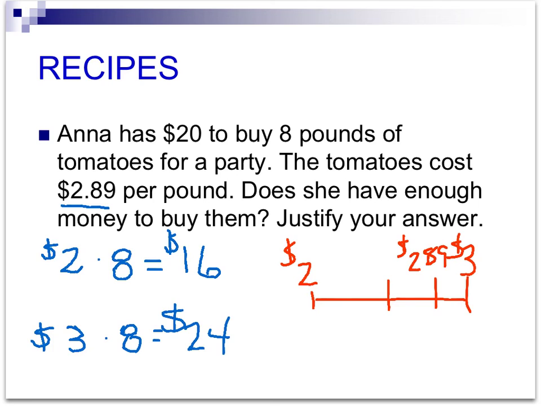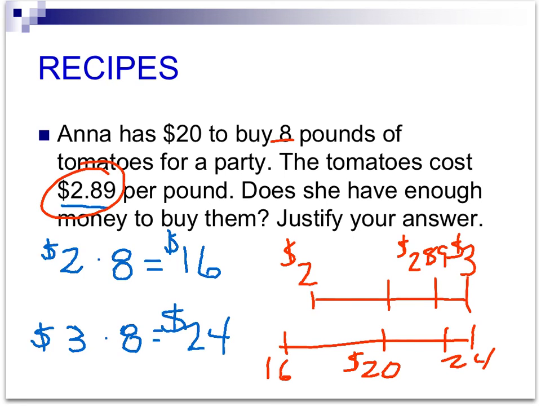The other thing I know is that when I look at the distance between $16 and $24, I know that exactly halfway the money she has is $20. Well, because I know that exactly halfway is $20, and I know that $2.89 is well over half, then I know then that the money that I would need to buy 8 pounds at $2.89 is well over the $20 I have. Therefore, I would say that Anna does not have enough money.